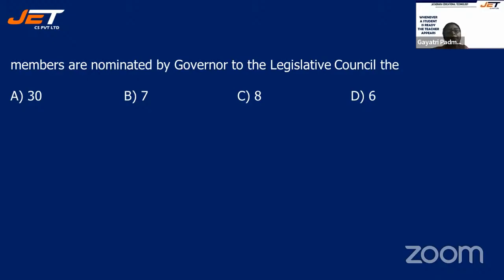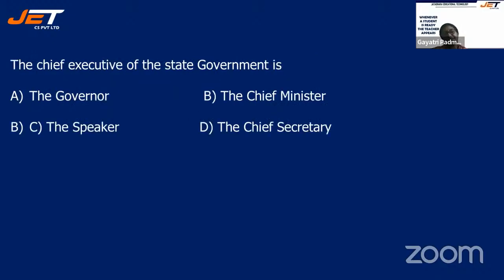Members are nominated by governor to the Legislative Council. Is it 30, 7, 8, 6? Let's quickly see the answer. It is 6. All right.